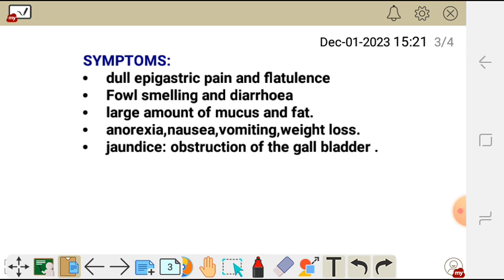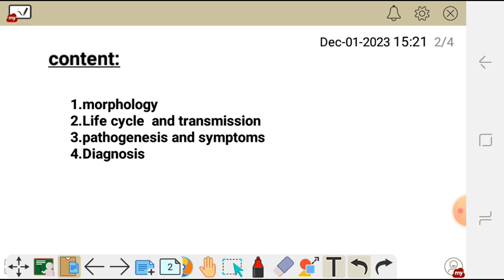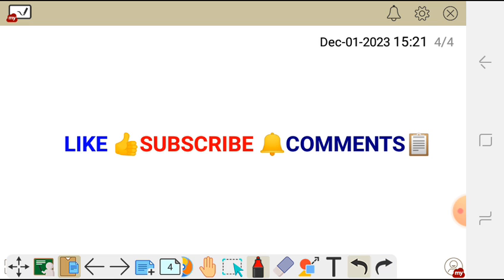Okay, so in a nutshell, we have talked about the morphology, life cycle and transmission, pathogenesis and symptoms of Giardia Lamblia.